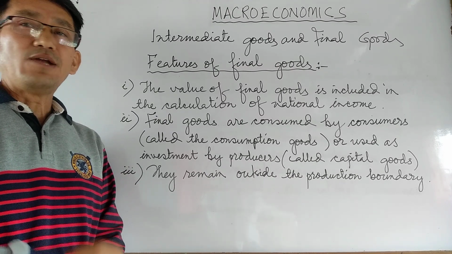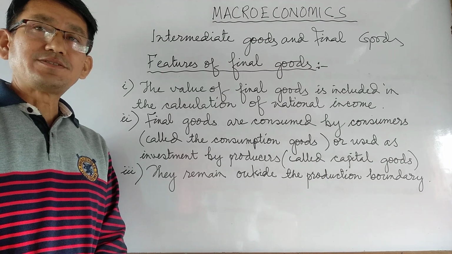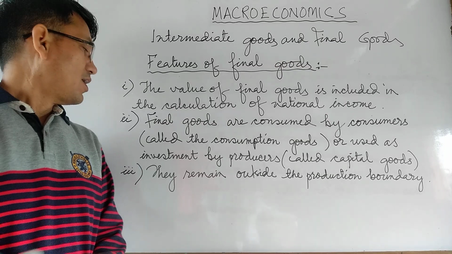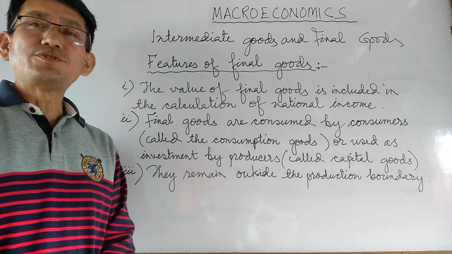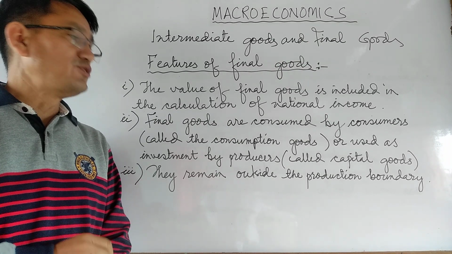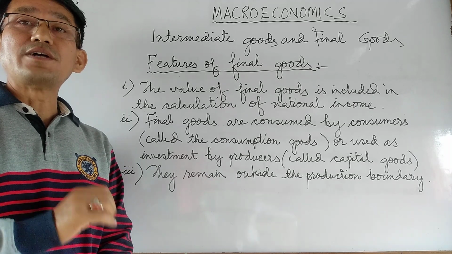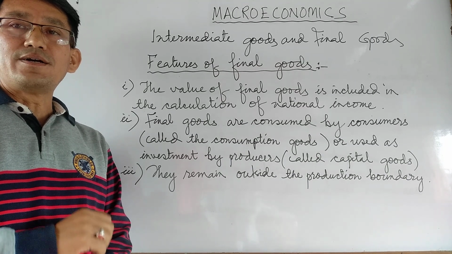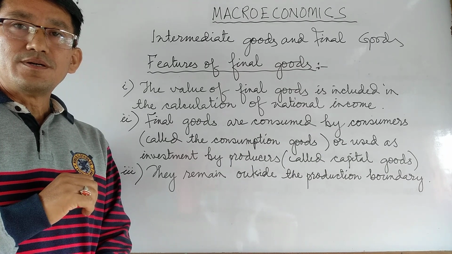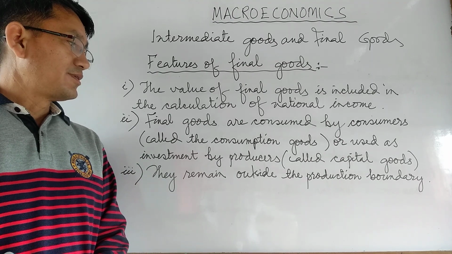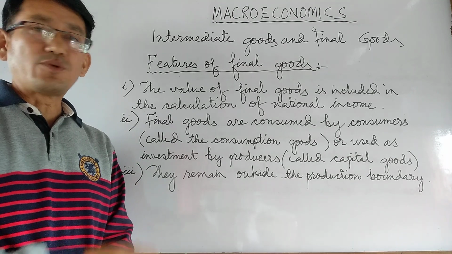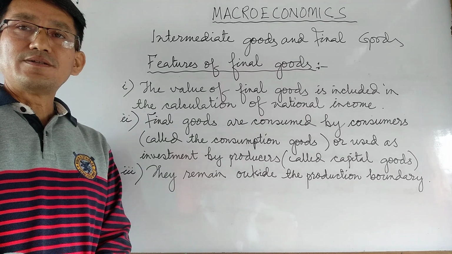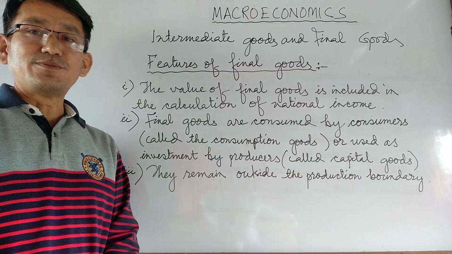Now let us see the features of final goods. Number one, the value of final goods is included in the calculation of national income. Number two, the final goods are consumed by the consumers, what we call consumption goods, or they are used by the producers in the form of investment, what we call capital goods, and they remain outside the production boundary.